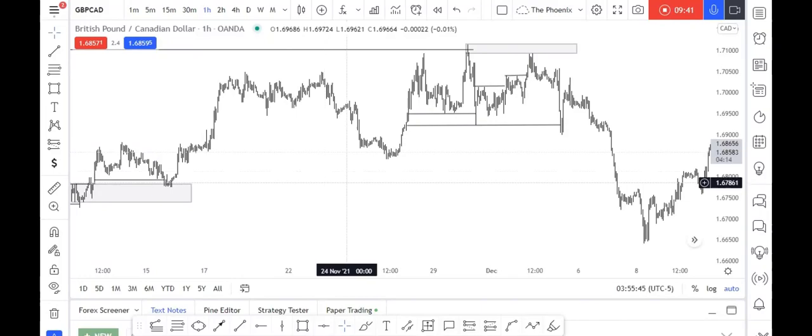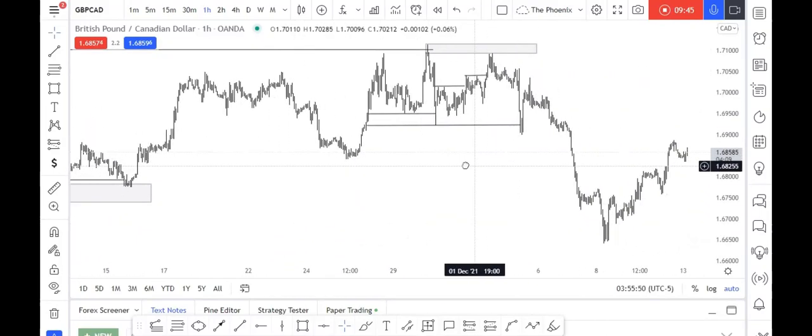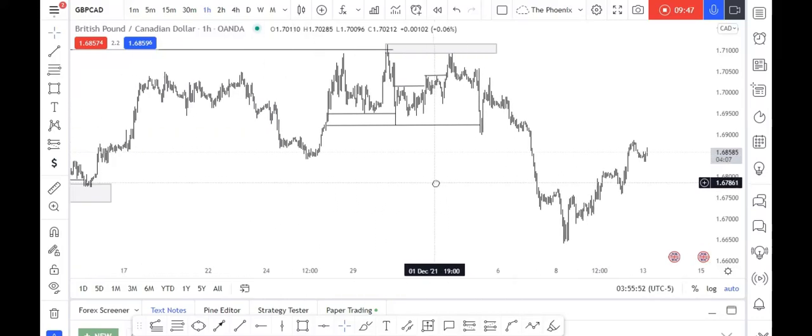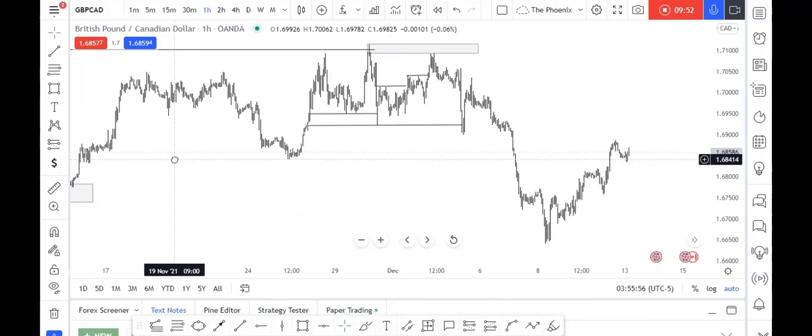I hope this was clear. I hope this was useful. I hope you actually learned something from this if you didn't know much about what to look for in terms of getting a better entry and getting a better setup and having a valid order block.